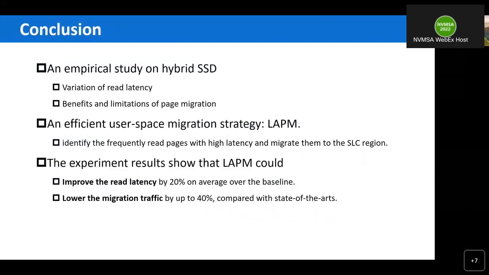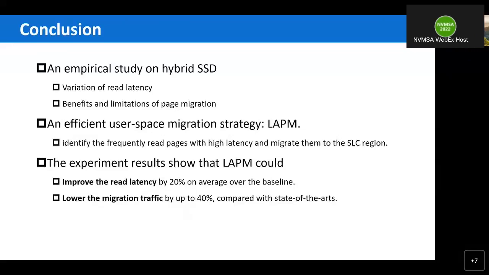Here is the conclusion. In this work, we demonstrate the wide variation of read latency and explore the benefits and limitations of page migration based on an empirical study of a QLC-based hybrid SSD. We further propose an efficient latency-aware page migration strategy, LAPM, which can identify the frequently read pages with high latency and migrate them to the SLC region.